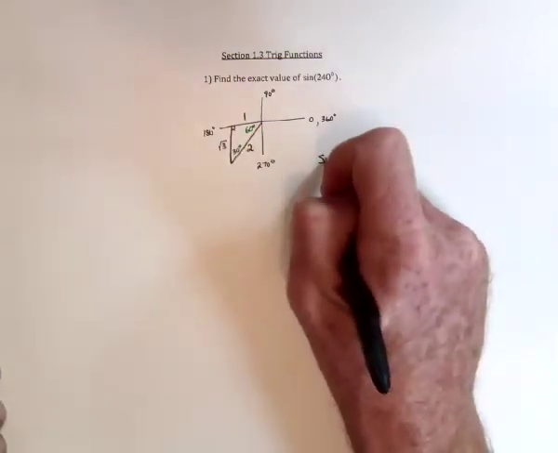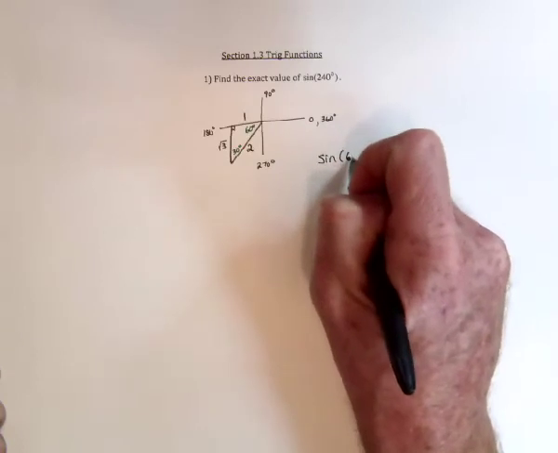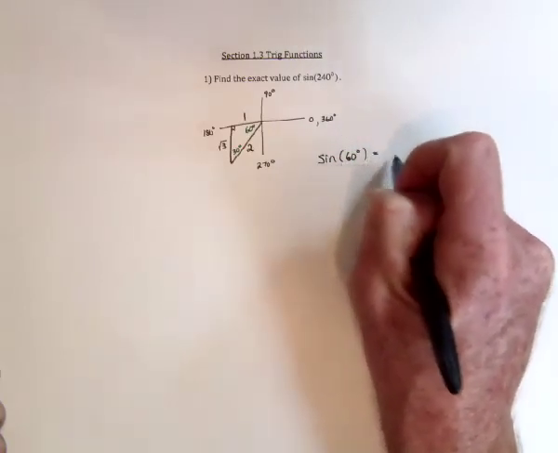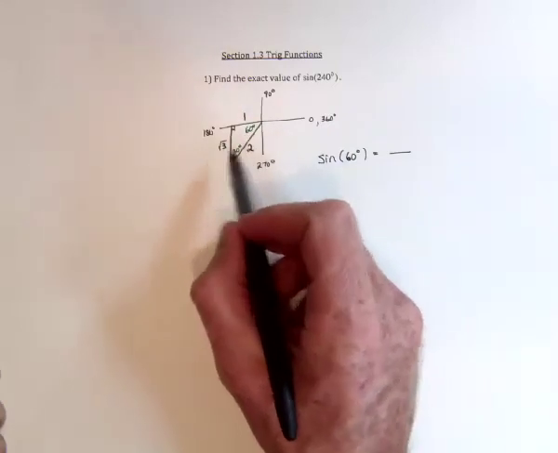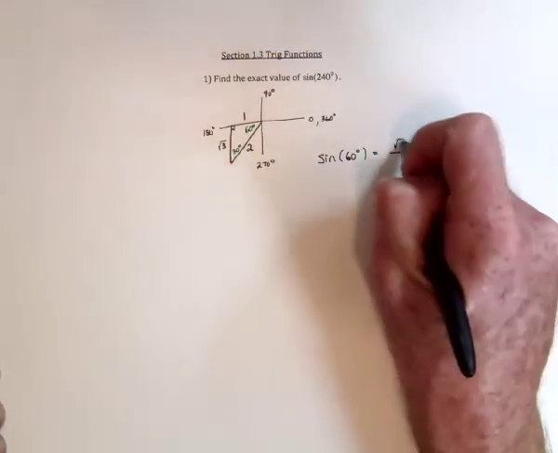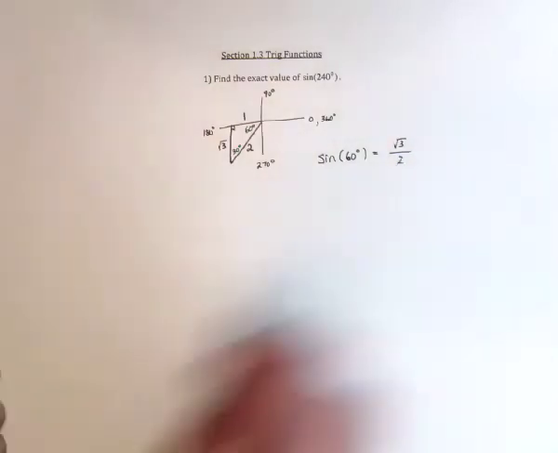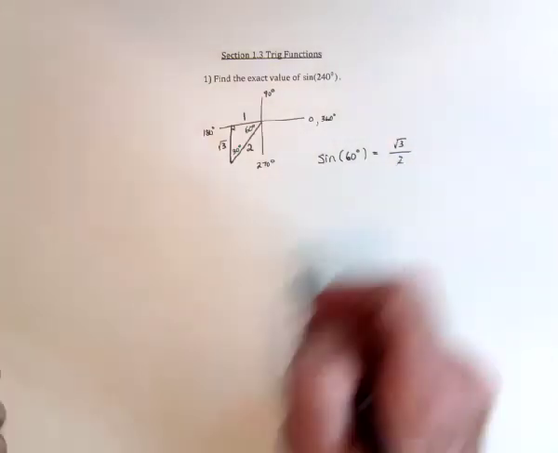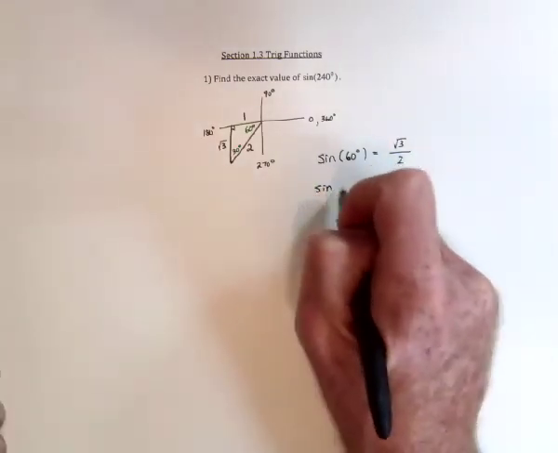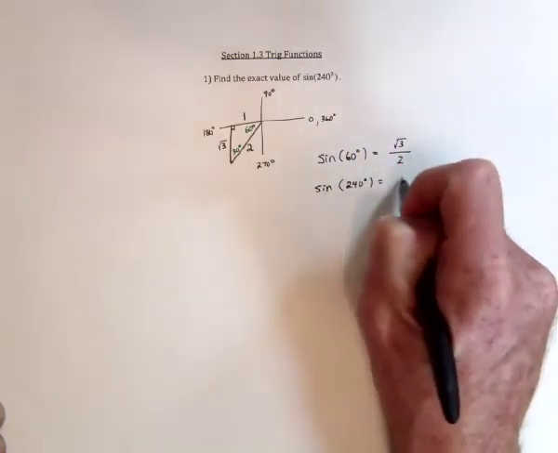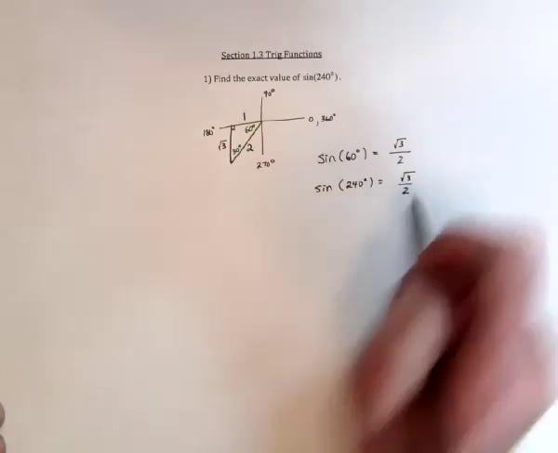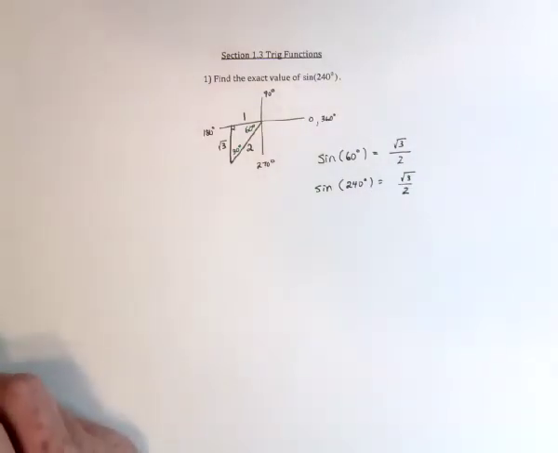So now I can find out the sine of 60 degrees is equal to, well, sine is opposite over hypotenuse. So that's going to be the square root of 3 over 2. Which means that the sine of 240 degrees is also going to be the square root of 3 over 2, or it's going to be negative the square root of 3 over 2. There's a couple of ways that you can find out.